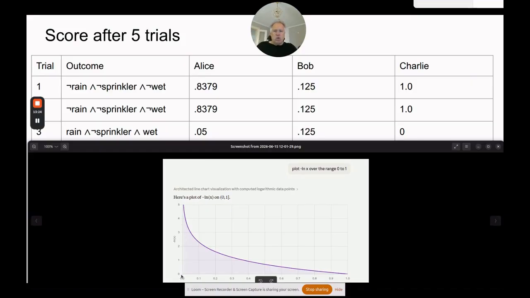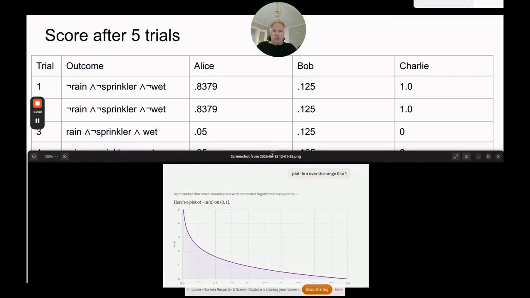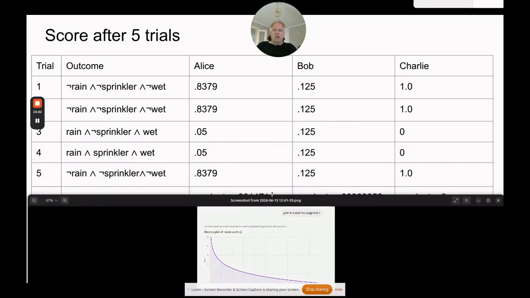What's minus natural log of x at 0? Minus natural log of x at 0 is infinity. So Charlie just flunked. His score went off the charts. Okay, so this shows you it's best to never be so certain. Right? Okay, and this continues on here.